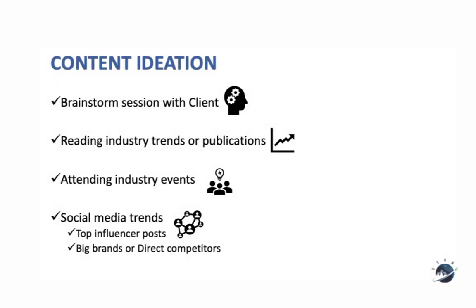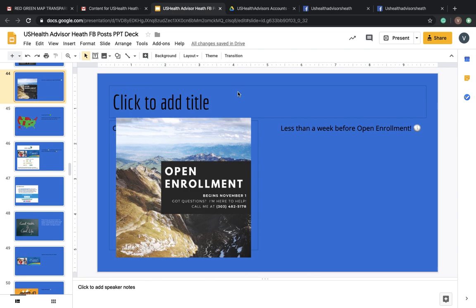So when coming up with the actual content, there are different methods of ideation. You can have a monthly brainstorm session with your client, read up on industry trends, attend or have members of your client's staff attend industry-sanctioned events, and watch for social media trends, including top influencers and big brands in your client's industry. The point of contact, have a meeting and come up with some of these ideas for content.